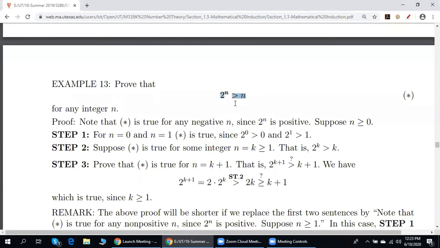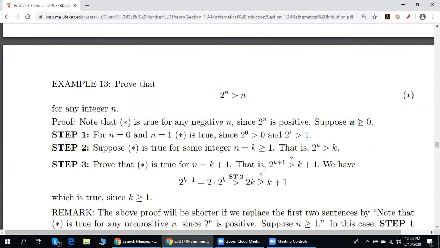Note that this is true for any negative n. Indeed, observe that no matter what n is, 2 to the nth power is always positive. Think about the graph of an exponential function. The graph of an exponential function is always above the x-axis. So, no matter what n is, the left-hand side is positive. Therefore, if n is negative, the right-hand side is negative. Positive is greater than negative. So, this is indeed true for any negative n. We do not have to use induction anymore to prove that this is true for any negative n.